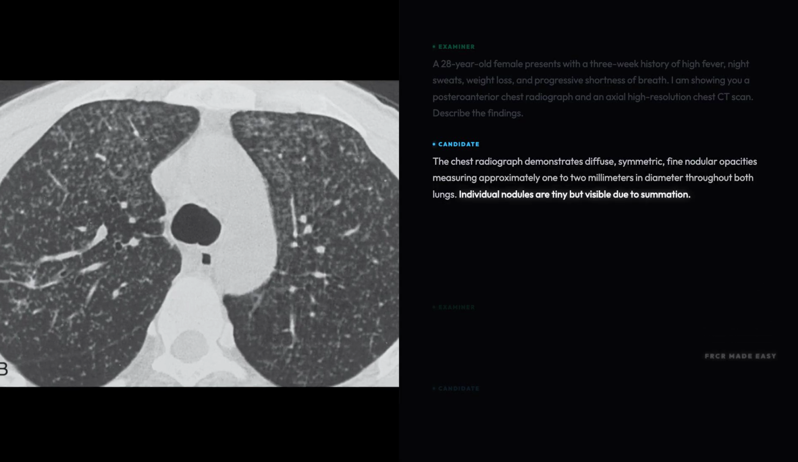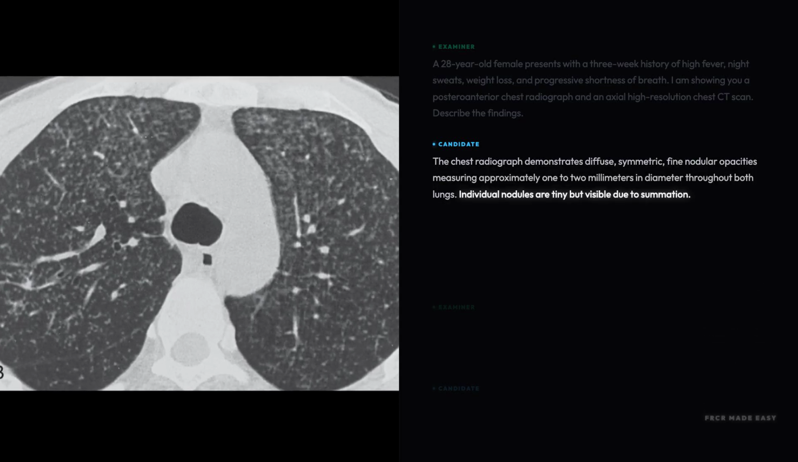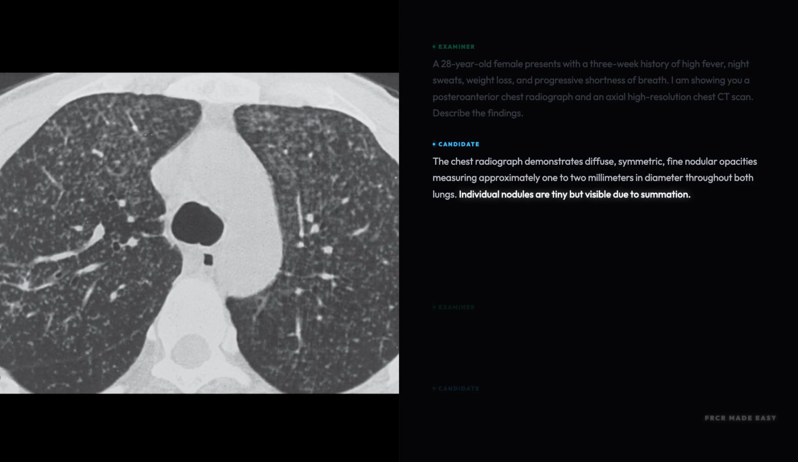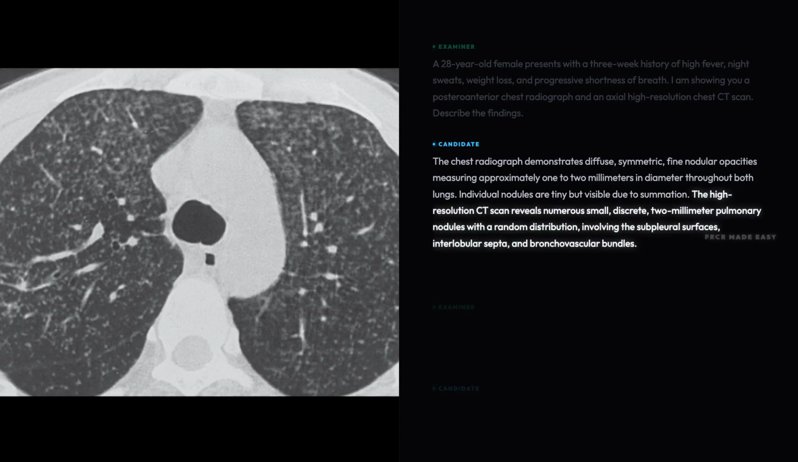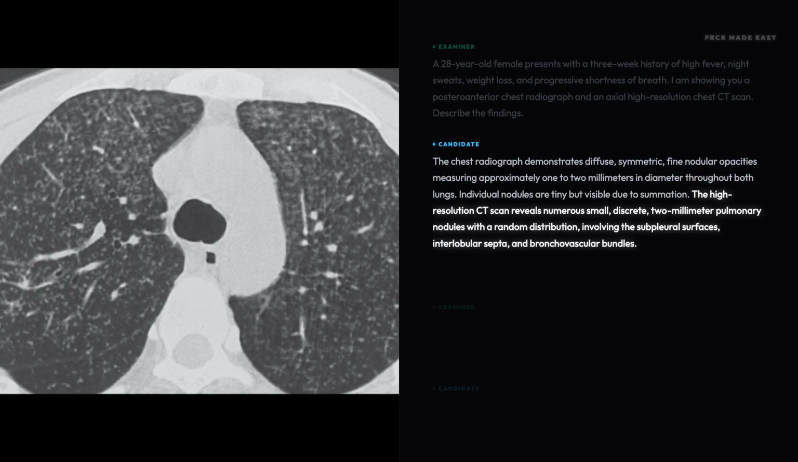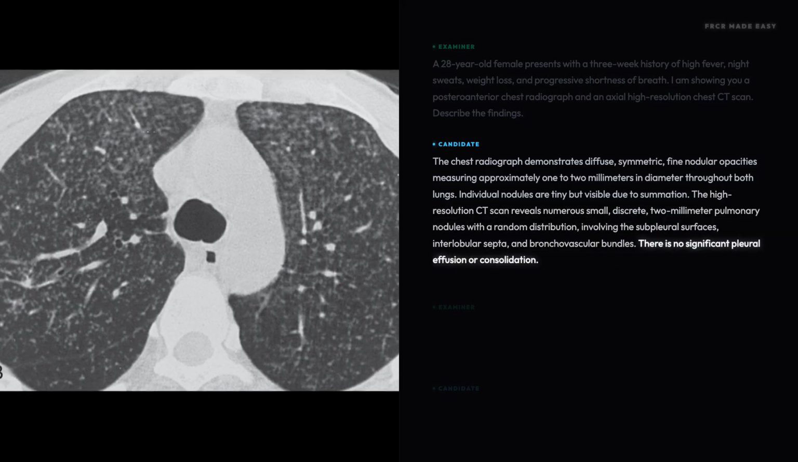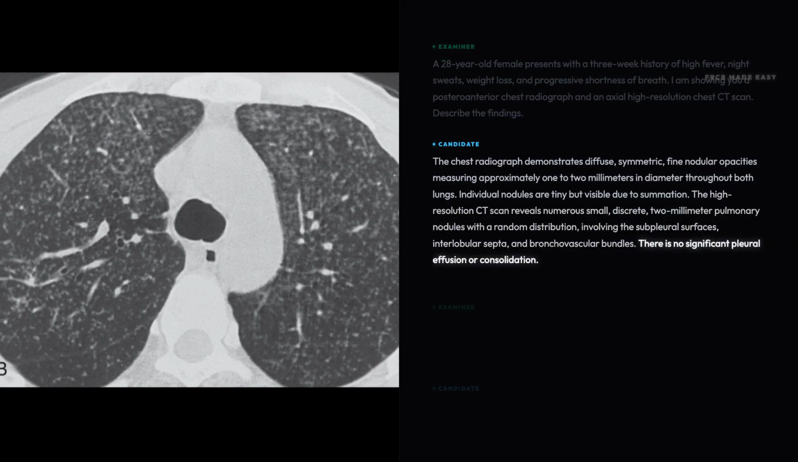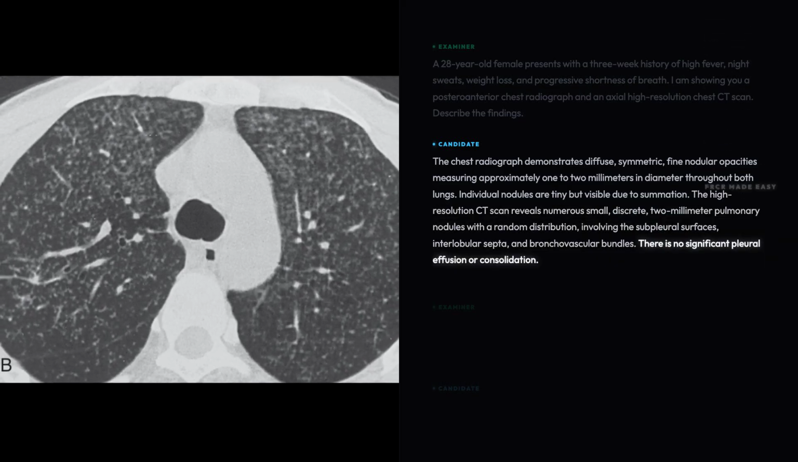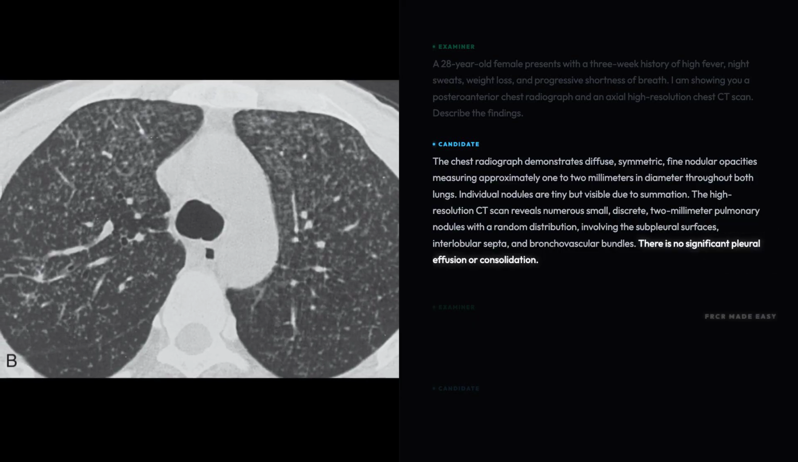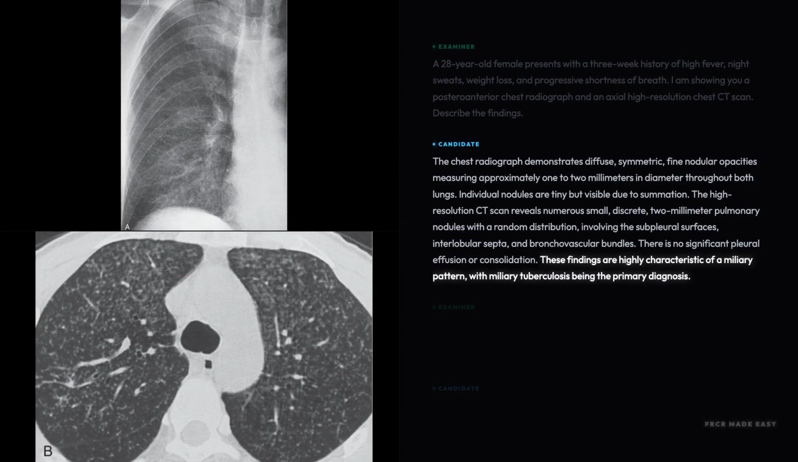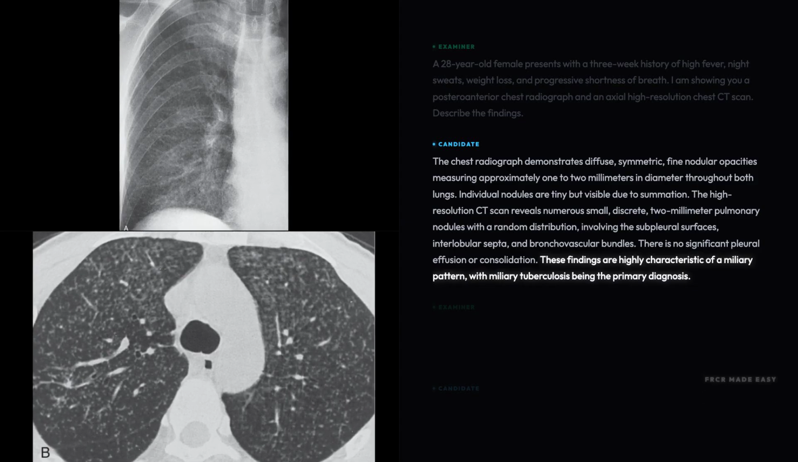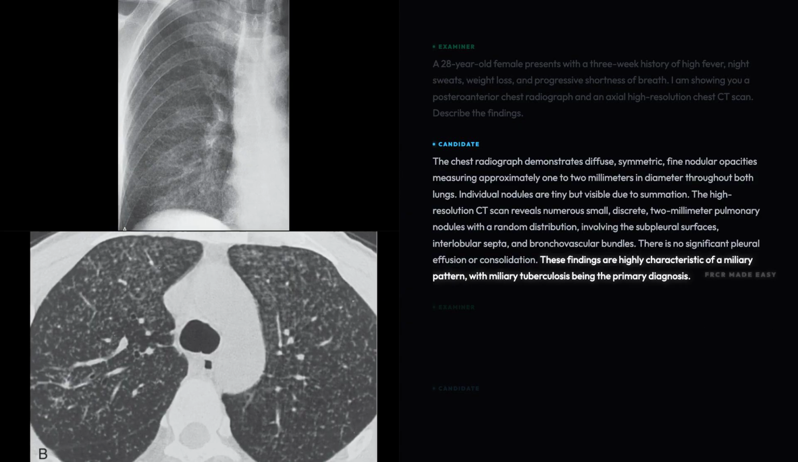throughout both lungs. Individual nodules are tiny but visible due to summation. The high-resolution computed tomography scan reveals numerous small, discrete, 2-millimeter pulmonary nodules with a random distribution, involving the subpleural surfaces, interlobular septa, and bronchovascular bundles. There is no significant pleural effusion or consolidation. These findings are highly characteristic of a miliary pattern, with miliary tuberculosis being the primary diagnosis.